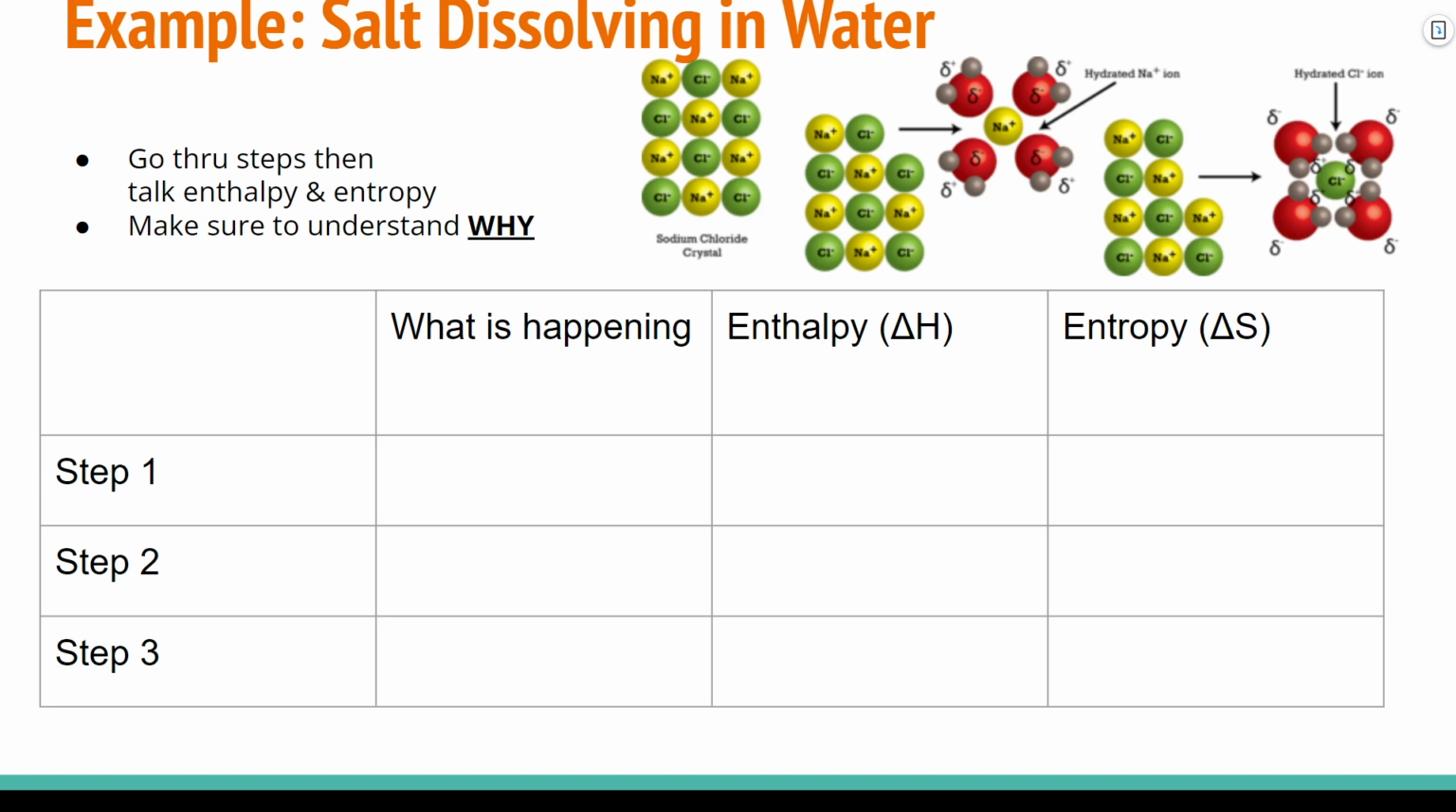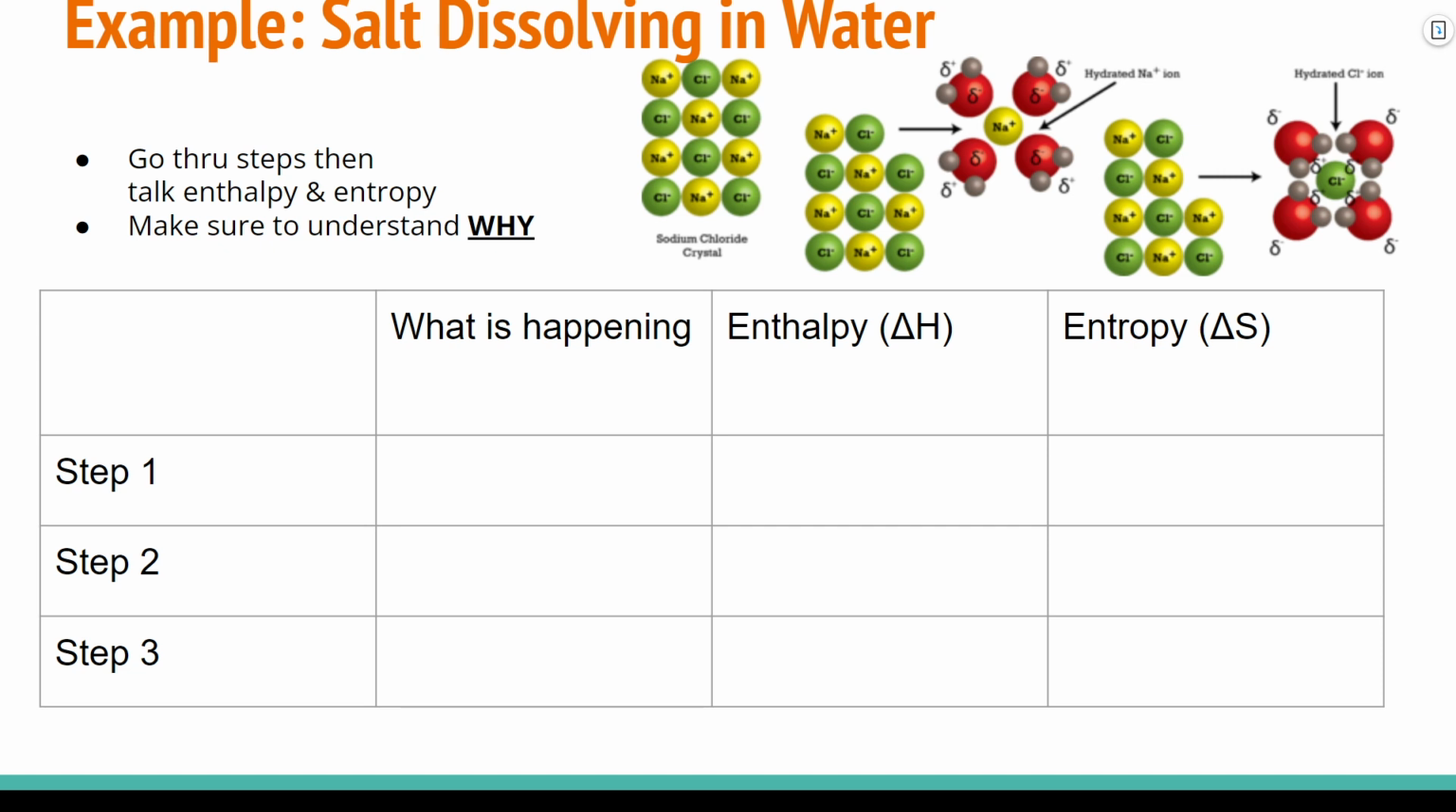So honestly, it's easier to go through an example. We're going to go through these steps. We're going to talk about enthalpy and entropy, and then we'll talk about the why. Again, the why is the most important part. Like knowing delta H and delta S, sure, that's not too hard to think about, but we do need to think about why, because we're always about the why in this class, right? So let's think about the various steps in order to dissolve this sodium chloride salt in water.